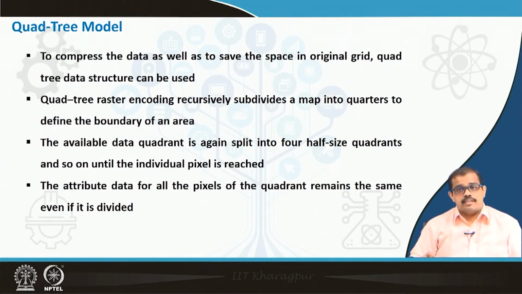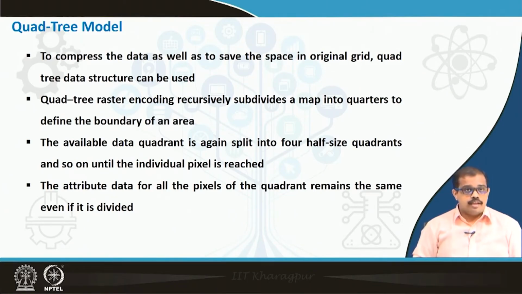Quad tree data structures can be used efficiently for saving data. Quad tree raster encoding recursively subdivides a map into quarters to define a boundary or an area. It means every map is divided into quarters. I will explain this in my next slide, how it divides and how we understand the division. The available data quadrant is again split into 4 half size quadrants and so on until the individual pixel is reached.